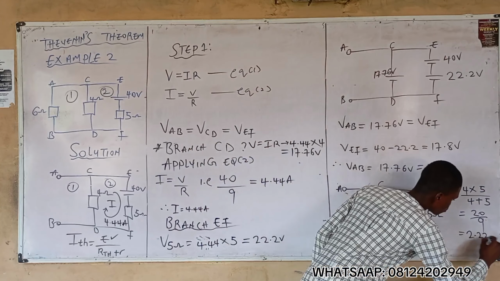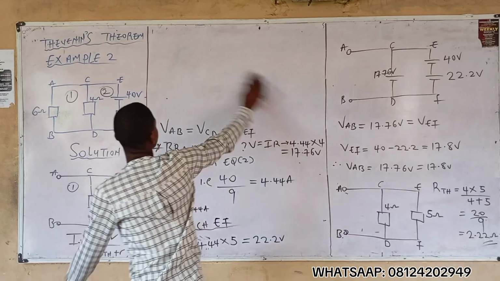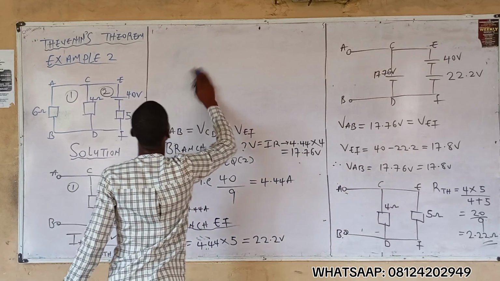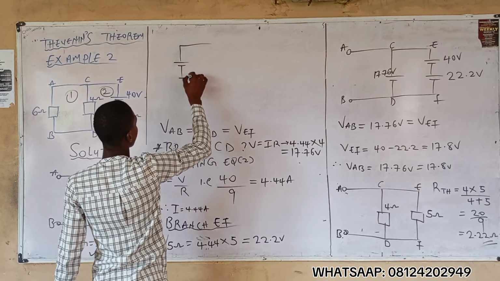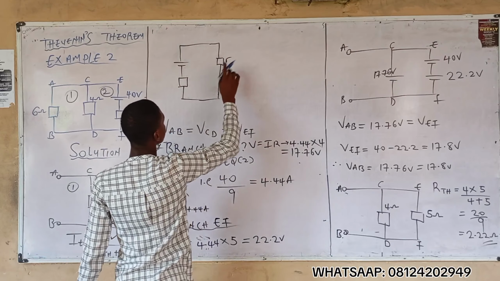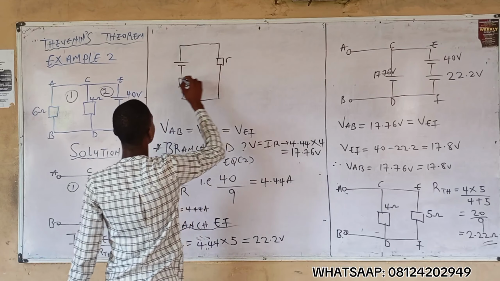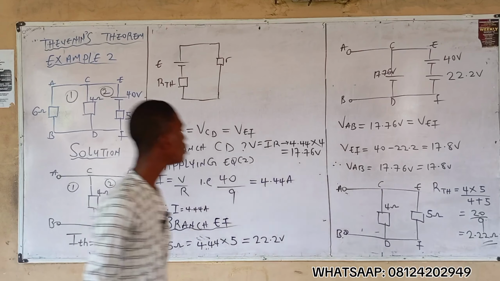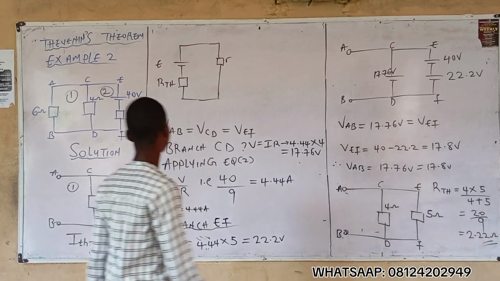Now implement your Thevenin's formula. Drawing your Thevenin circuit diagram, we have this. This is your load resistor, this is your RTH, and this is E. What do you get for the value of E? We calculated the value of E to be 17.8 volts, right? 17.8 volts. Our load resistor, that's 6 ohms. Our RTH, 2.22 ohms. Then this is my I Thevenin, unknown.